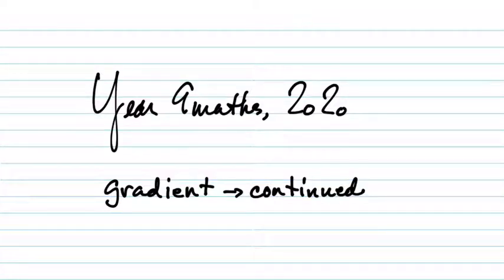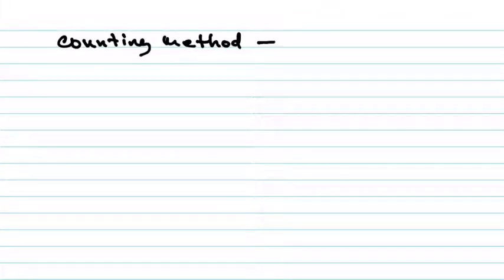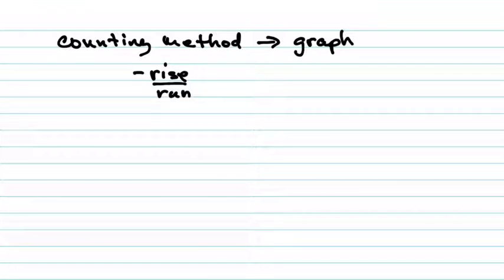All right, so today we're going to continue our look at finding the gradient. Remember I said that the method you use is going to be determined by the information that you have. There are 3 methods for finding the gradient. Yesterday we looked at the first one, the counting method. You use it when you have the graph, an actual picture of the information, and we just counted rise over what? Run.